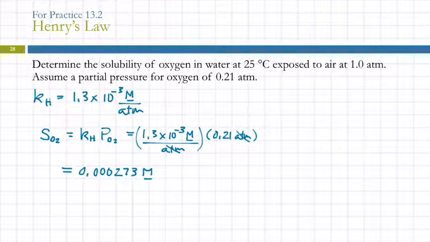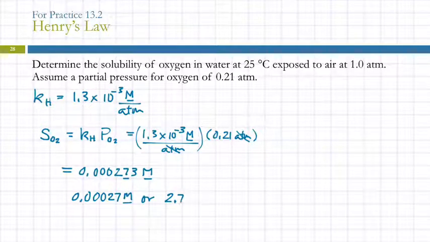How many sig figs should it have? Two. So we could round this to 0.00027 molar, or we could put it in scientific notation, 2.7 times 10 to the minus 4 moles per liter. Any questions?